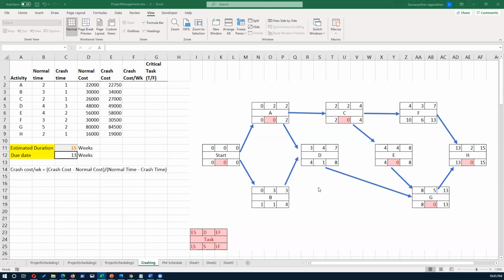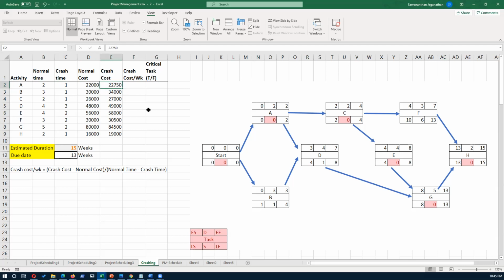In this video, we look at how to do project crashing. Project crashing is a way of reducing the overall duration of the project at a minimum cost. Here we have the normal time and then the related normal cost. And we also have crash time and the crash cost. The crash time is the absolute minimum duration this activity takes to complete. We cannot reduce it any further, and the crash cost to do that in 1 week is given here.